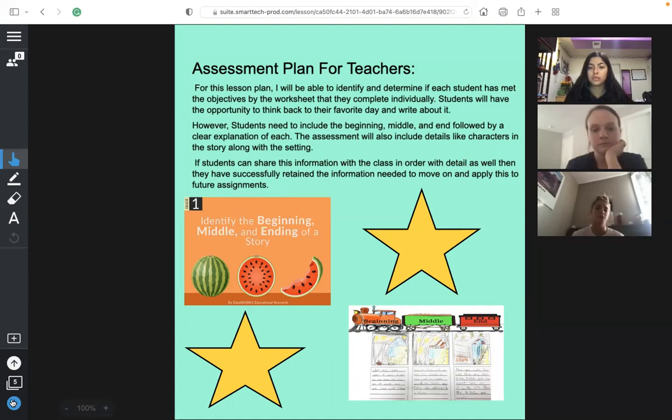If students can share this information with the class in order with detail as well, then they have successfully retained the information needed to move on and apply this to further assignments. So that's when I will know if they met the criteria that is needed for this activity.